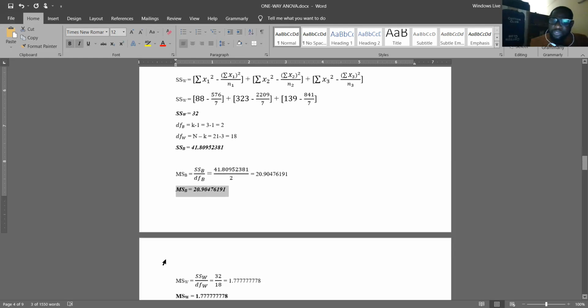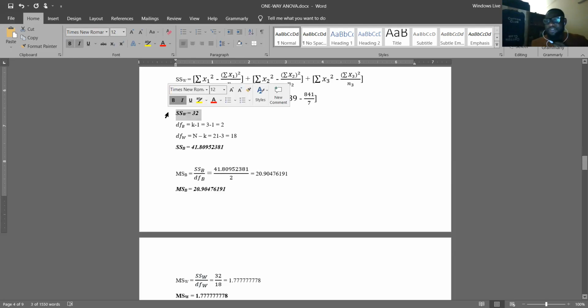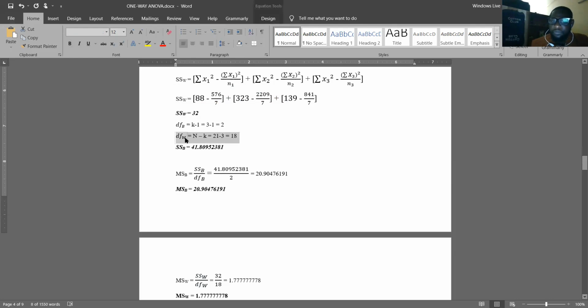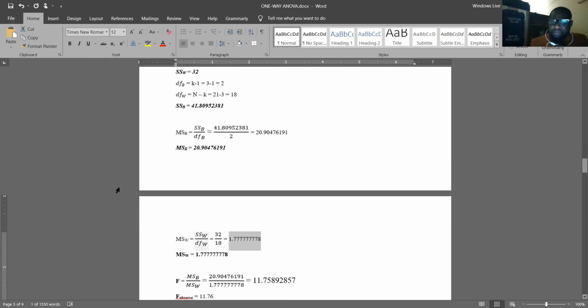Then the next thing for us to do is to solve mean square for within. That's the formula: sum of squares for within over degree of freedom for within. We've been able to solve sum of squares for within. We had it to be 32. We know our degree of freedom for within to be 18. So our mean square for within will be 32 over 18, and that will be the answer. So currently, we know mean square for between and mean square for within. Hence, we can solve for F.